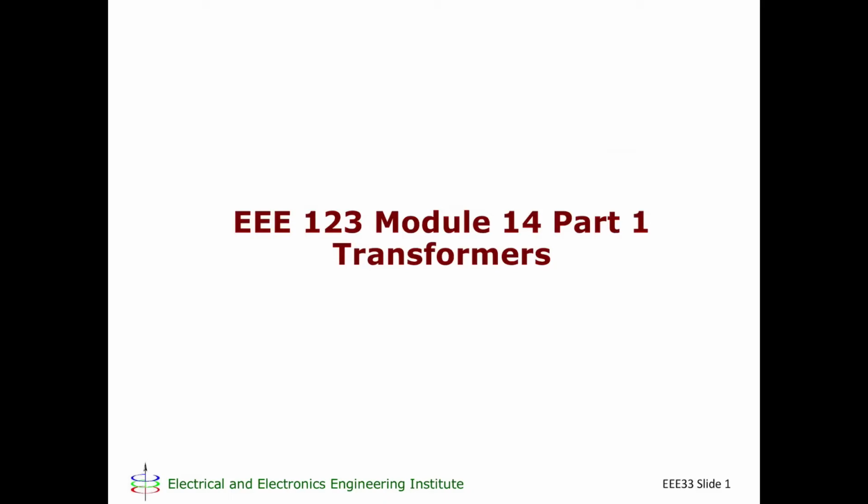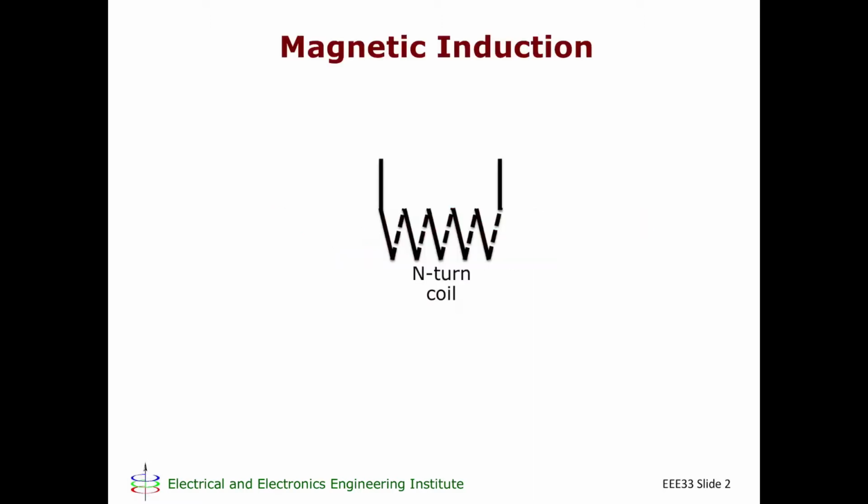This is part 1 of Module 14, our module on transformers. Let's begin with a review of magnetic induction. Supposing we had a coil with N turns, and we let a current I flow through the coil. The current I will cause a magnetic field to be produced in the vicinity of the coil.